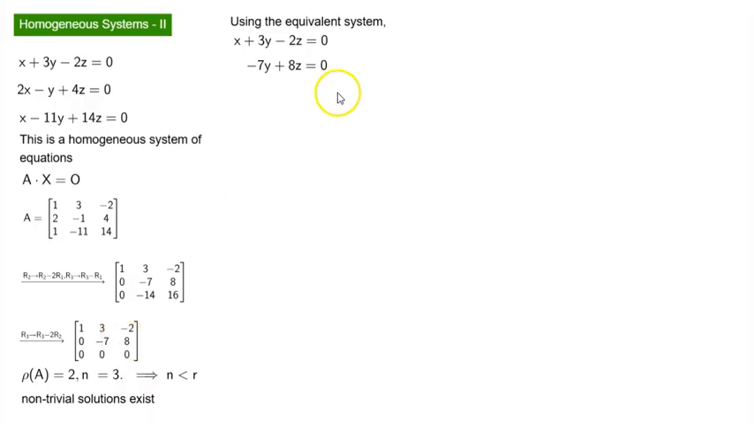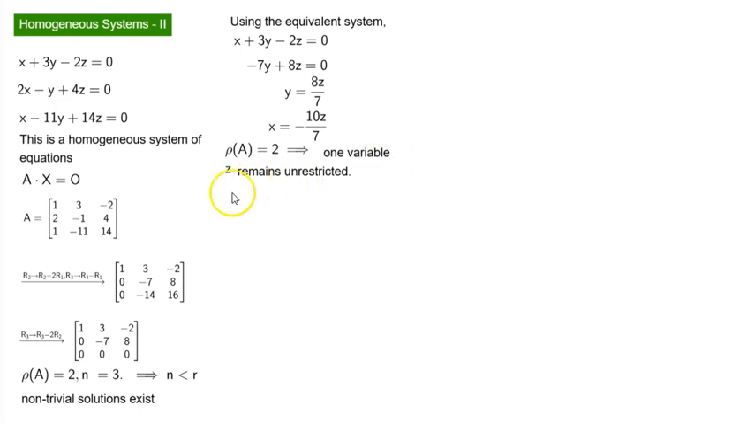plus 8z is equal to 0. So y is equal to 8z by 7 and x is equal to minus 10z by 7. Rank of A is equal to 2, which implies one variable z remains unrestricted. How? Because remember, the free variables are given by n minus rank of A. So 3 minus 2, 1. So one variable z remains unrestricted.